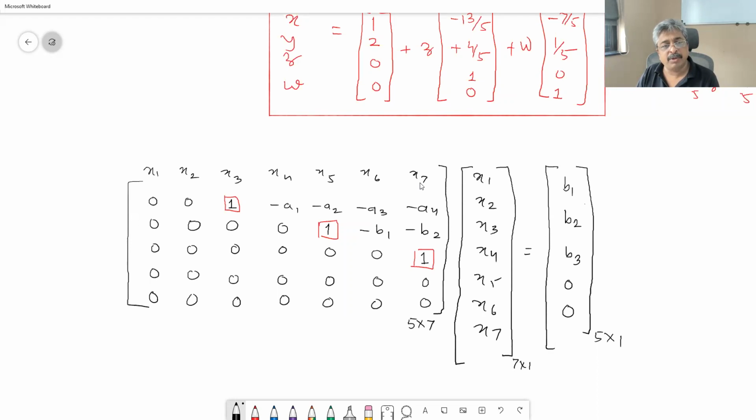The matrix has 7 variables and 5 rows. It is an upper triangular, already row reduced echelon matrix. Only some numericals are there: minus a1, minus a2, minus a3, minus a4, minus b1, minus b2. There are 7 variables, x1 to x7, and on the RHS we have a 5 by 1 matrix: b1, b2, b3, 0, 0. In the last 2 rows, everything is 0. Therefore, it has infinitely many solutions.